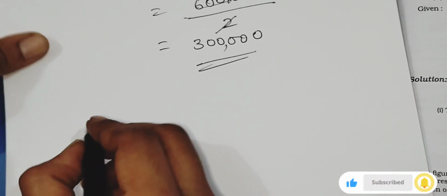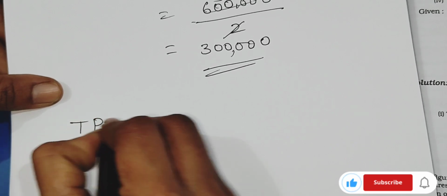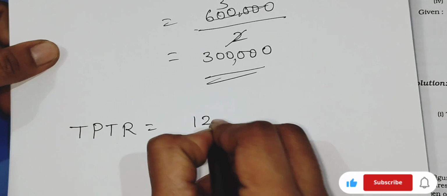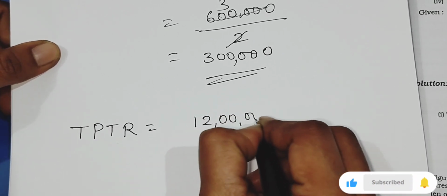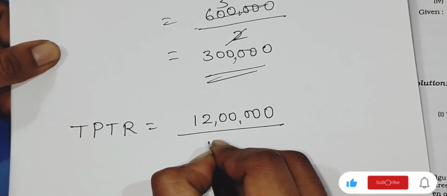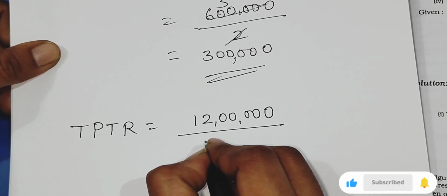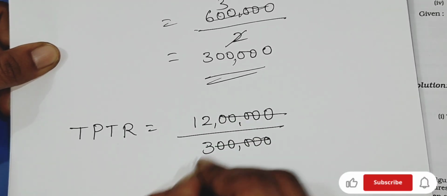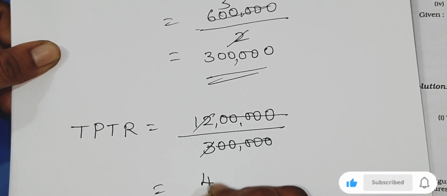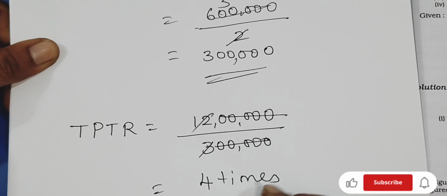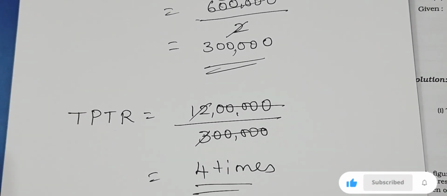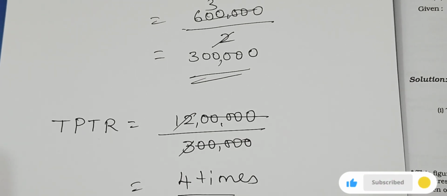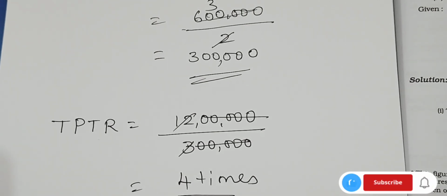Okay. Now let us calculate the trade payable turnover ratio. Total credit purchases 12 lakh divided by average trade payables 3 lakh. 4 times. Right. Now we have the next ratio, that is working capital turnover ratio.